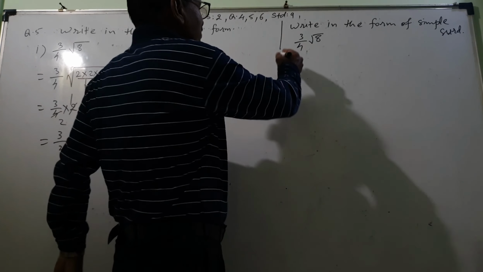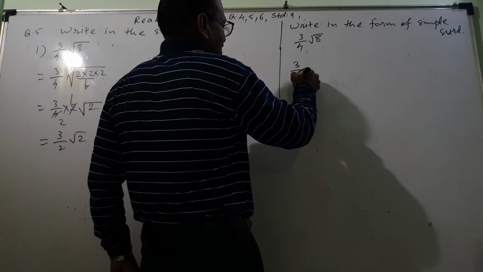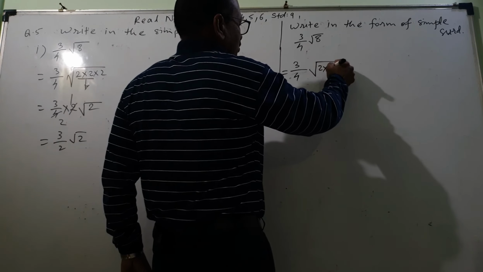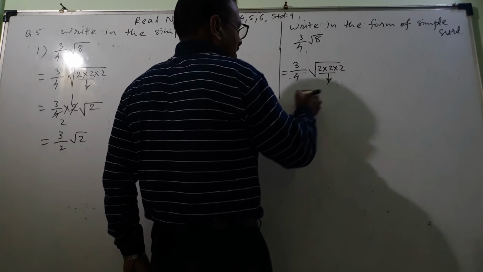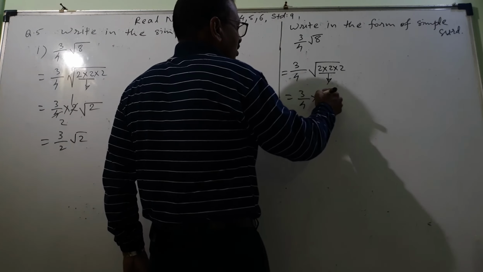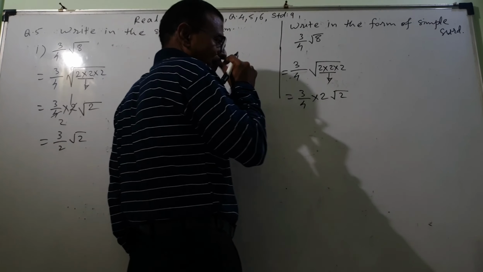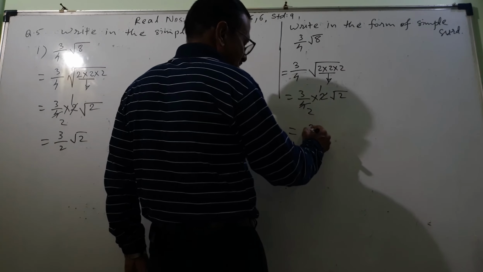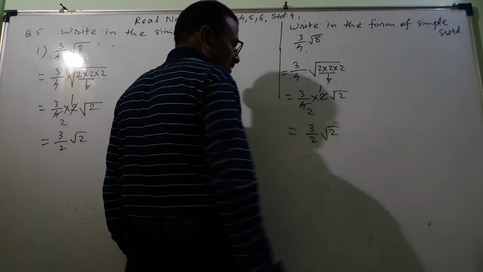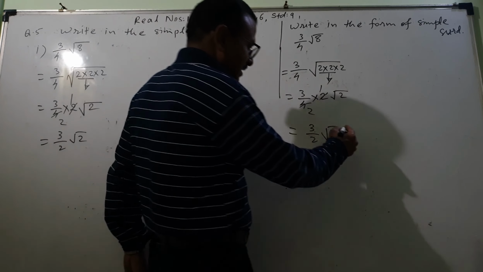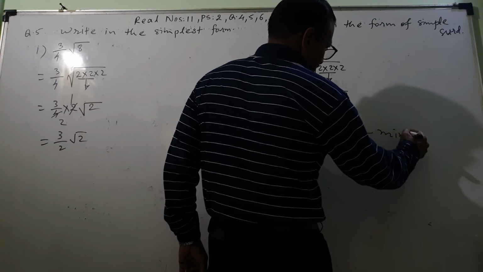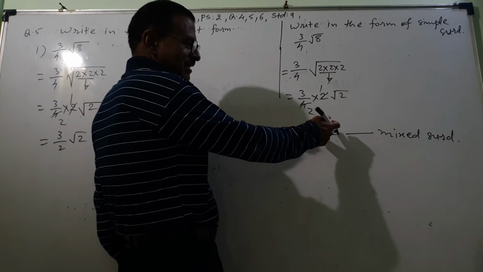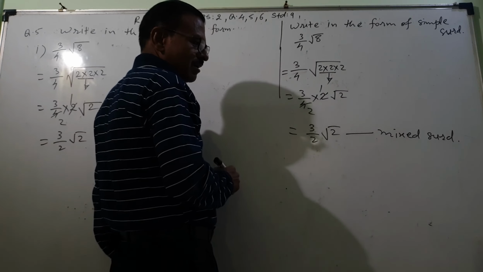But write as the simple surd, then the answer is different. 3 upon 4 under root 2 into 2 into 2, the same. Make the group of 2 and take 1 out. 3 upon 4 into 2 under root 2. 2 1 the 2 2s are 4. So that is equal to 3 upon 2 under root 2. This is a mixed surd. Mixed surd means something is out and something is inside. That is known as the mixed surd.